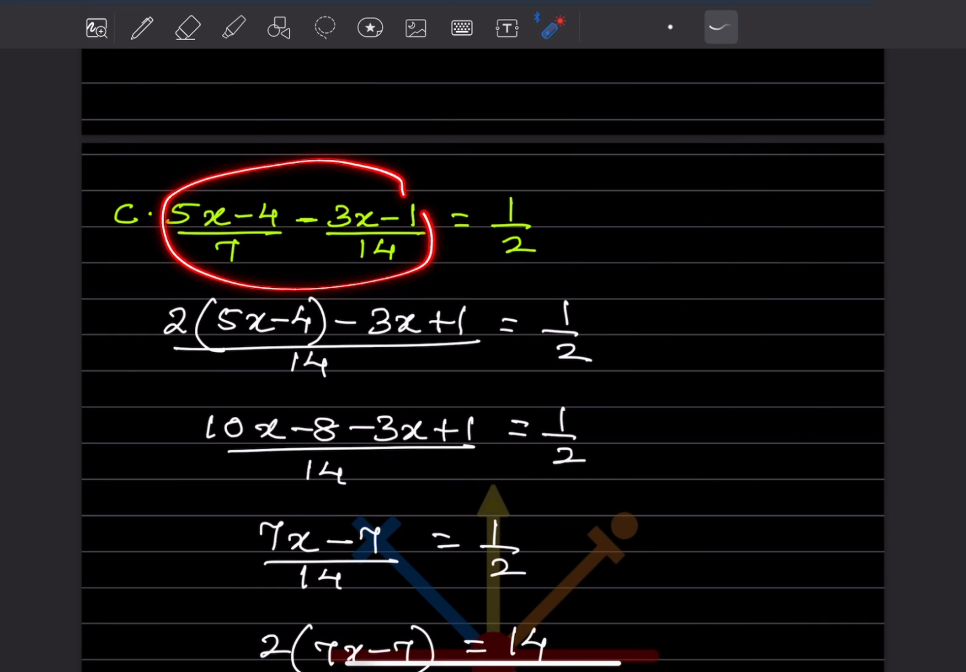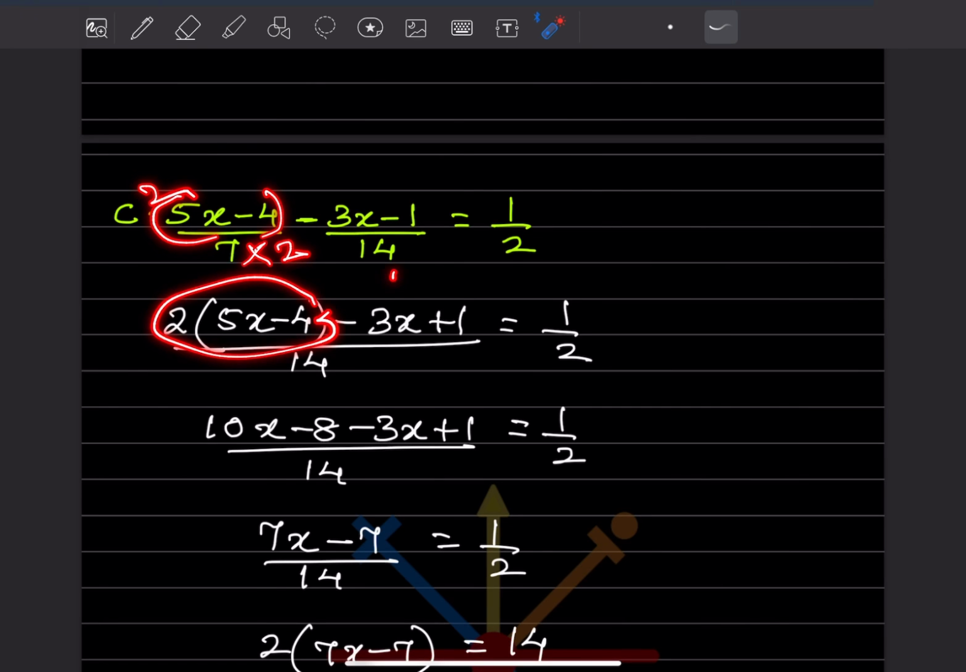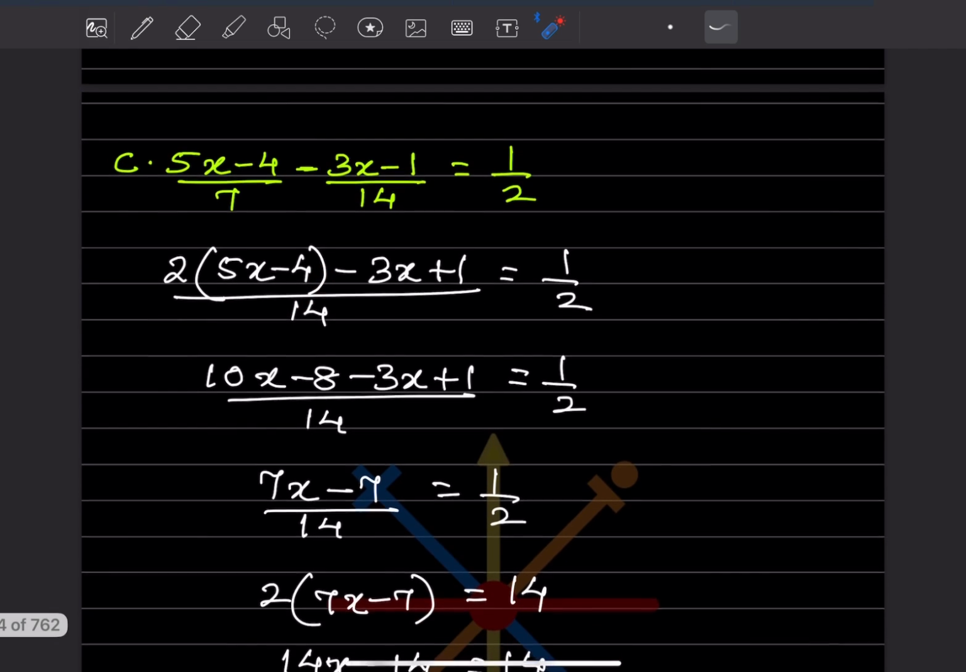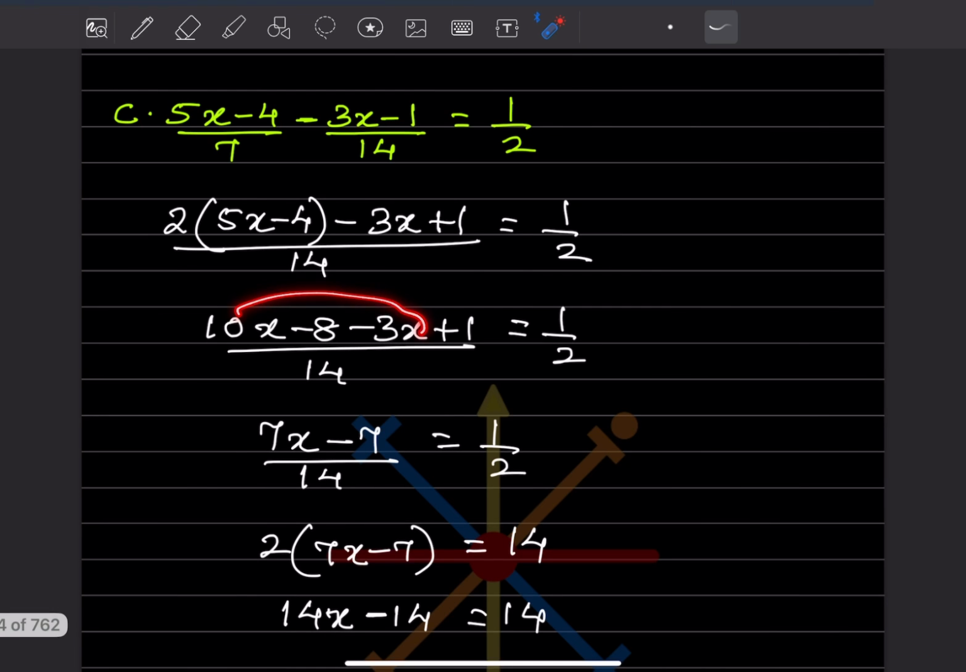Now we'll see this is the left hand side and this is the right hand side. The denominators are different, so we'll take the LCM, which is going to be 14. This will be multiplied by 2, and here also by 2, which is written here. Now see here again the minus is here. That means minus 3x, and minus and minus is going to be plus 1, divided by 14, equals 1 by 2. So 10x minus 8 minus 3x plus 1, divided by 14, is 1 by 2. This is going to be (7x - 7)/14 equals 1/2.